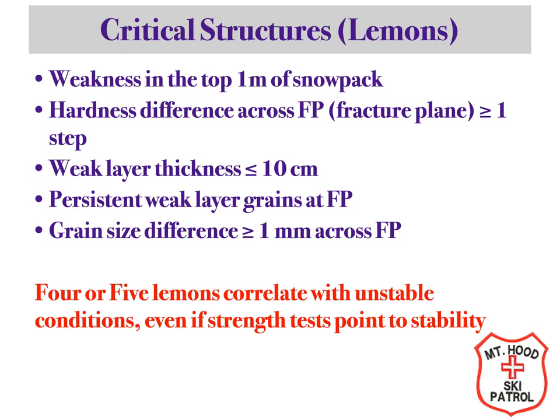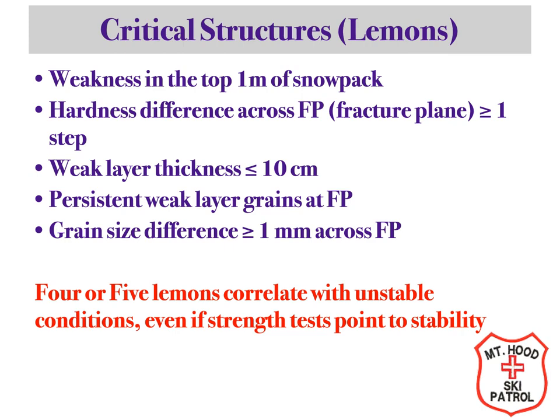Lemon number 3, weak layer thickness less than 10 centimeters. Again, we can measure this in our snow pits. Lemon number 4, persistent weak layer grains at the fracture plane. This could be any unbonded or poorly bonded snow crystal type. Lemon number 5, grain size difference across the fracture plane of greater than 1 millimeter.